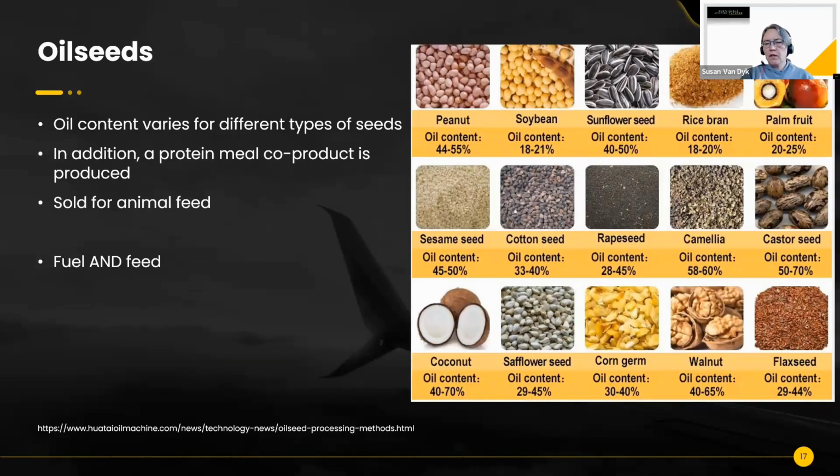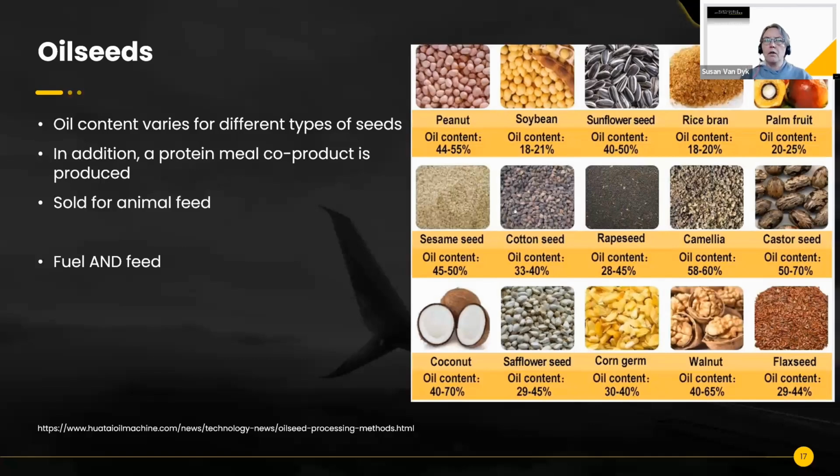So the oil seed specifically, I think what is really important to understand is that the oil is only one part of the seed. So we harvest the seeds, but then they are crushed, and a part of it is oil, and the rest is really protein. And so when we crush these oil seeds, we produce two products. We produce the oil, and then we produce the protein. And usually the protein is sold for animal feed.